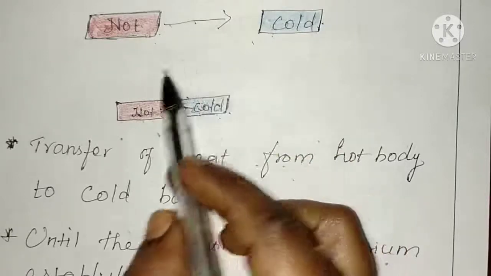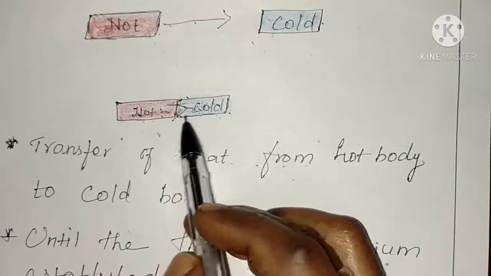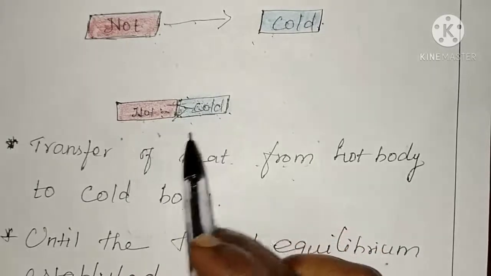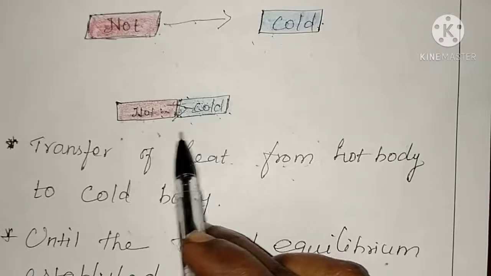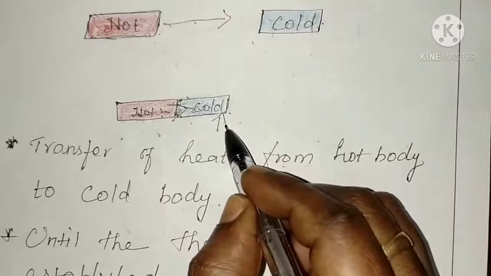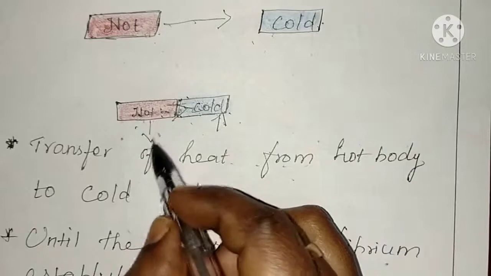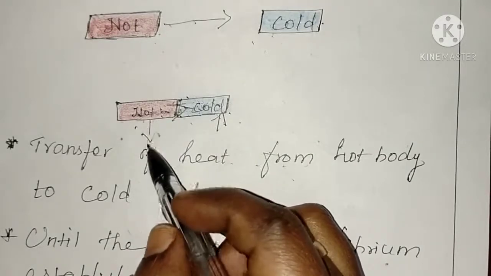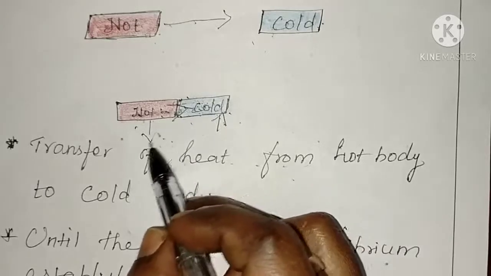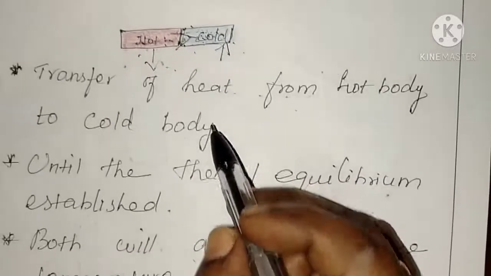When a cold body is placed in contact with a hot body, some thermal energy is transferred from the hot body to the cold body. As a result, there is a rise in the temperature of the cold body and the hot body decreases in temperature. The hot body loses temperature. This process continues until the two bodies attain the same temperature. This is called thermal equilibrium.